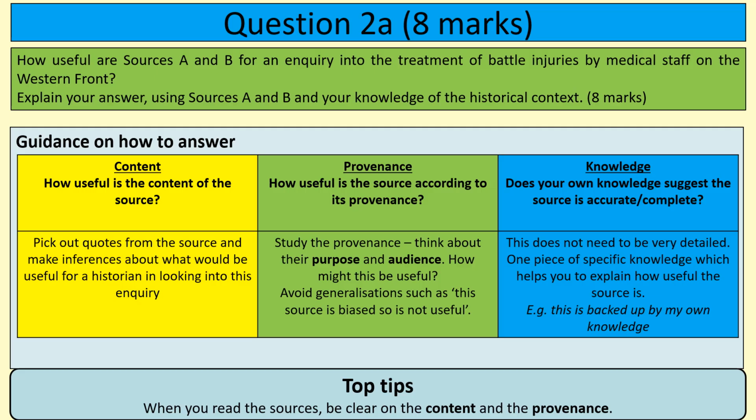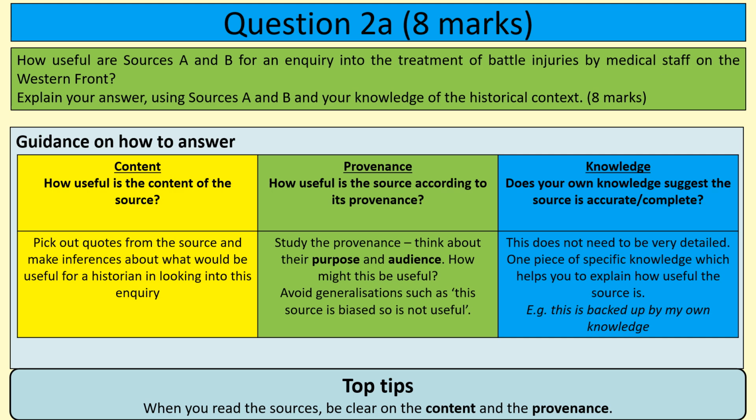Okay, so building on from that, one of the things to think about for this question is you need to think about content, provenance, and knowledge, and that's really, really important to think about. So when you're looking at content, try and think about how useful the content of the source is. Pick out quotes from the source, make inferences about what would be useful for a historian in looking into this inquiry. In terms of provenance, study the provenance, think about the purpose and audience, how might that be useful?